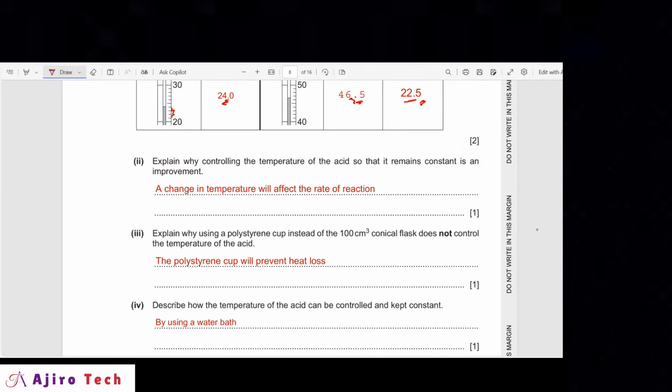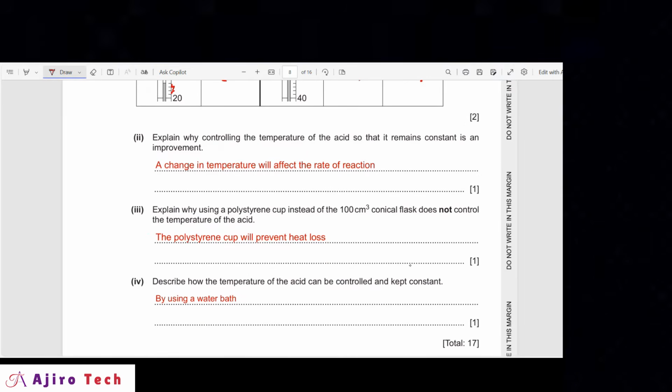Explain why using a polystyrene cup instead of the 100 centimeter cube conical flask does not control the temperature of the acid. The polystyrene cup only prevents heat loss. It only reduces the rate at which heat is lost. It doesn't control the temperature, it doesn't keep the temperature constant. It only prevents heat loss and regulates the way heat is lost.